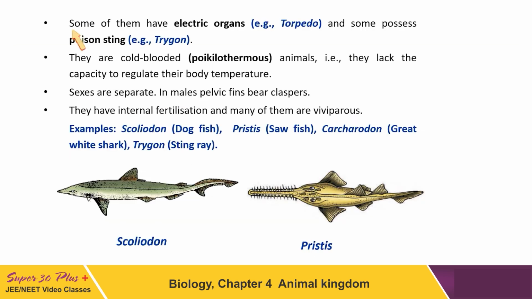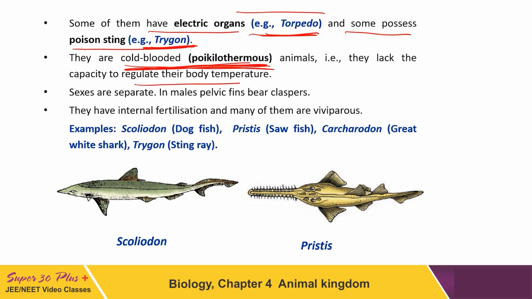Come to the next. In these, some of them have electrical organs, and an electric wave is generated. Example: Torpedo. Some possess poison stings. Trygon is there. You have to remember Torpedo and Trygon as important examples. Torpedo generates electric current, and Trygon has a poison sting. They are cold-blooded. The body temperature varies with the variation in the surrounding temperature. They cannot regulate their body temperature. That's why these are cold-blooded.